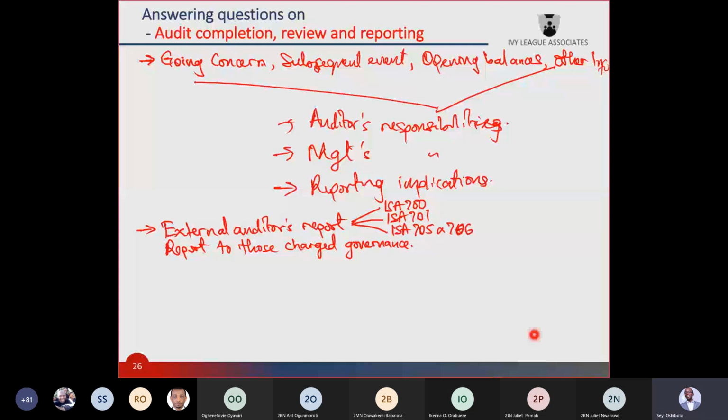Report to those charged with governance. ISA, is it 250 or 260? One of it, okay, 260, I think. So cover that as well. Very important.